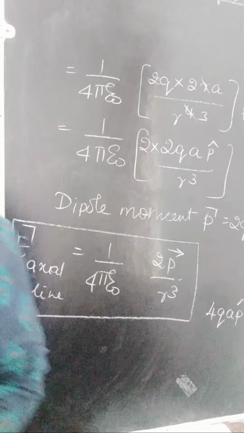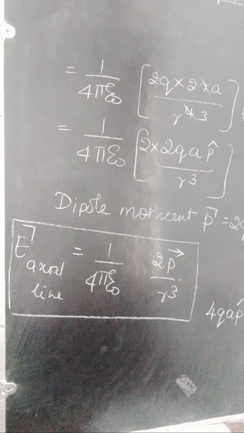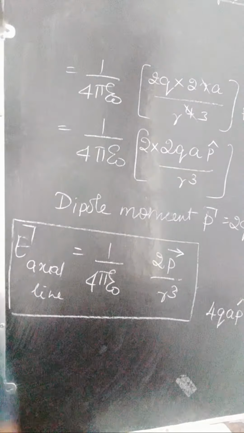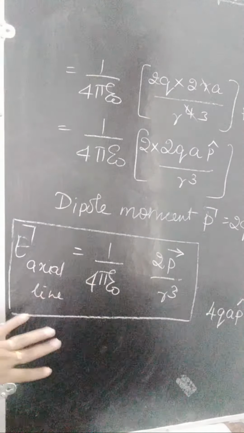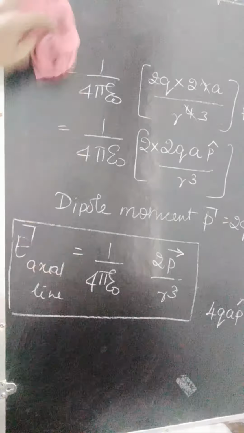Okay. So what is the next one? For a point on the equatorial plane. What is the next one? Point on the equatorial plane. Is this clear? Axial? Okay. And equatorial also they gave very short, but it will take vector diagrams and all. So listen carefully. The next one is equatorial.